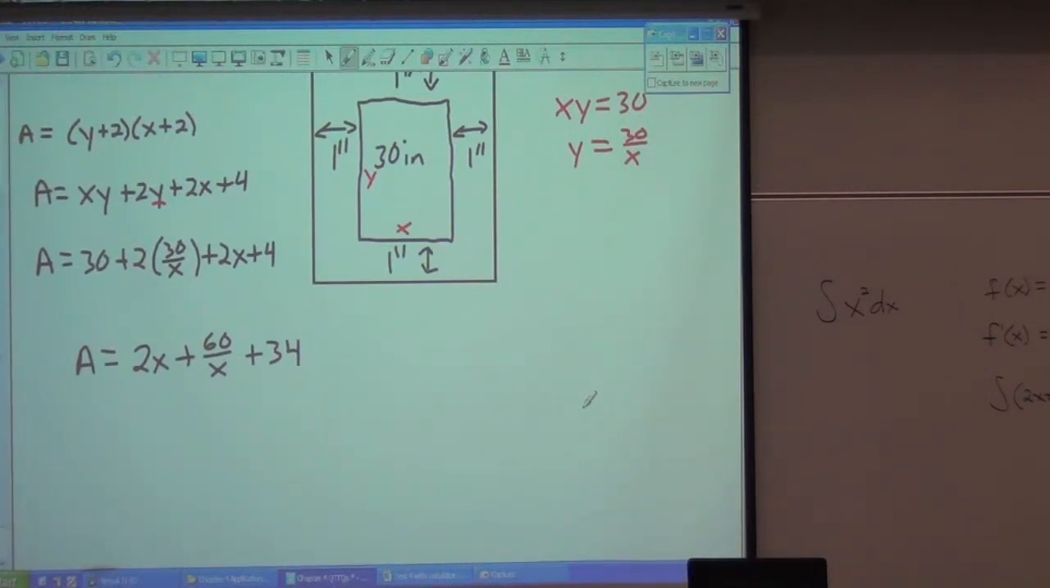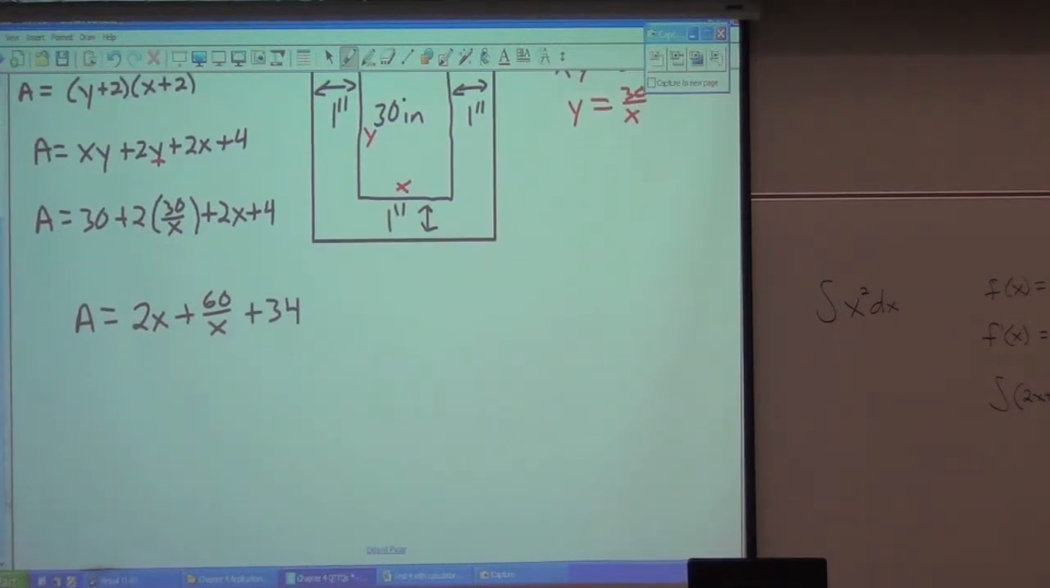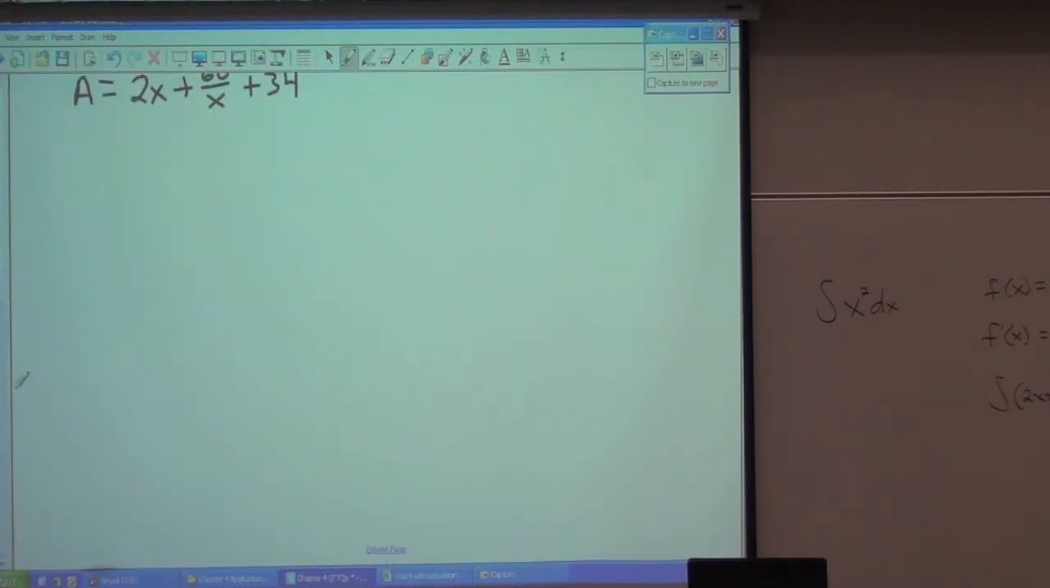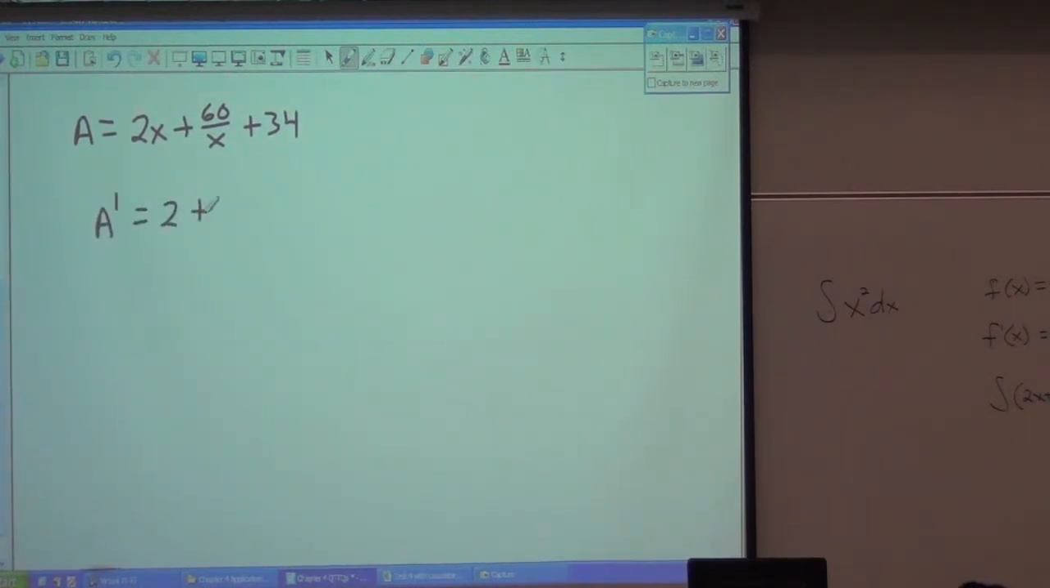Terry, weren't you the one that said maximums and minimums occur when the first derivative is 0 or undefined? So if we take the first derivative, we get 2 plus, we can think of this as 60x to the negative 1, so the derivative would be negative 60x to the negative 2. We want to know where that equals 0 or where it's undefined. Well, this is really 60 over x squared, so it's undefined when x is 0.